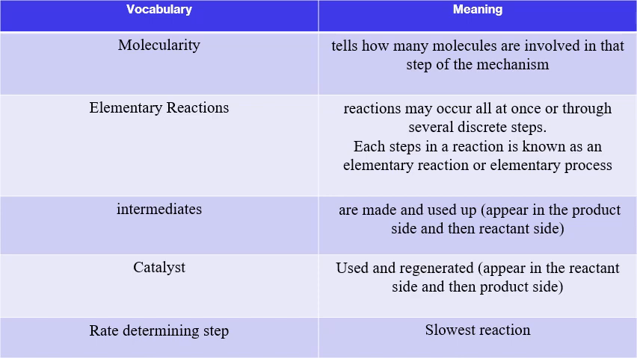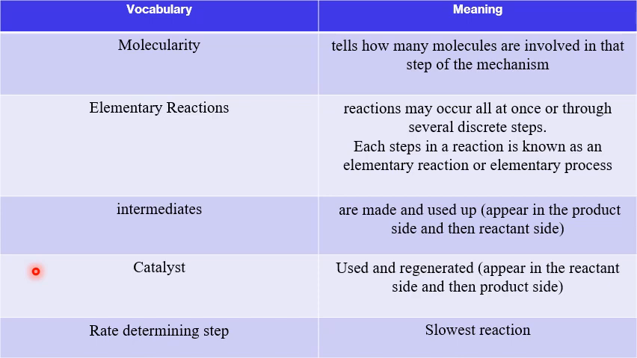The first one is molecularity. Molecularity tells us how many molecules are involved in that step of the mechanism. We can explain that in detail with examples. Let us go ahead and see the next vocabulary, which is elementary reaction. Reactions may occur all at once or through several discrete steps. Each step in a reaction we call an elementary reaction, or we can just say elementary process.